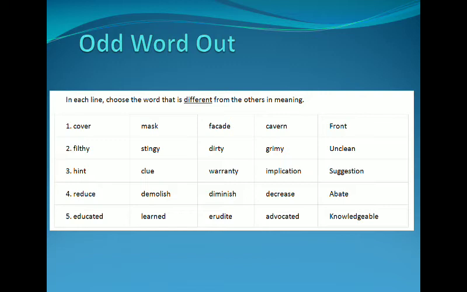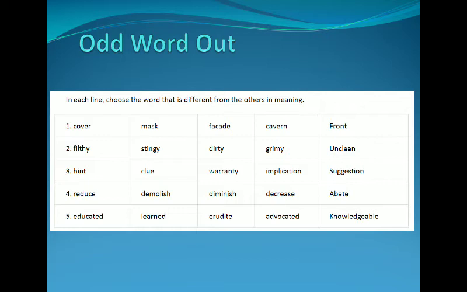Stingy means not spending money. So that is totally different from being dirty. So as you can see, the odd word out is stingy. When we look at set number 3, it says hint, which is also equal to clue, and then there is warranty, there is implication and suggestion.